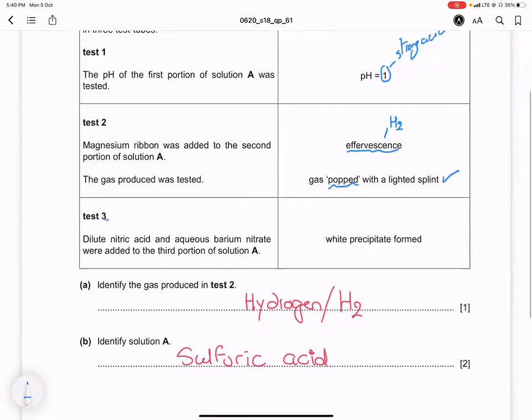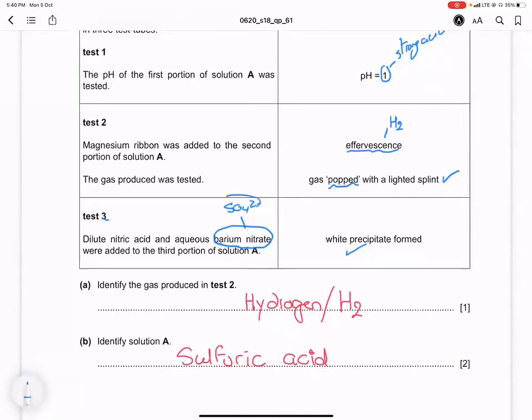Test number 3: dilute nitric acid and aqueous barium nitrate were added to the portion. You must remember that barium nitrate is the test for the sulfate anion, and it is present since barium gave a positive result, which is a white precipitate. Identify the gas produced in test 2: it's hydrogen, of course. Identify the solution A.